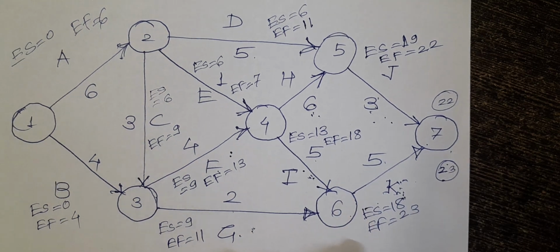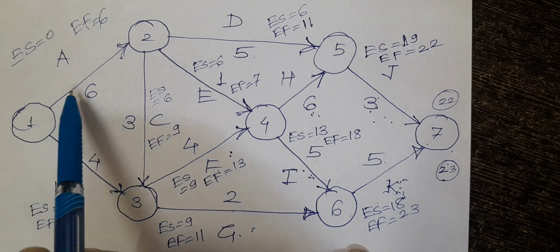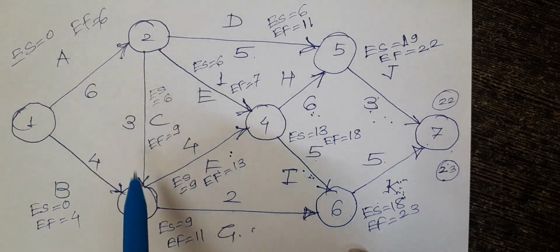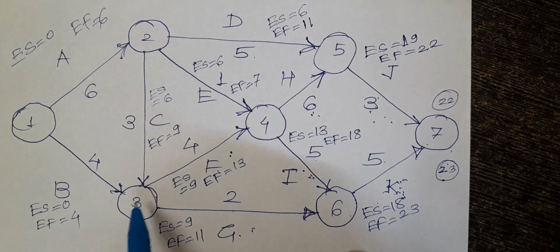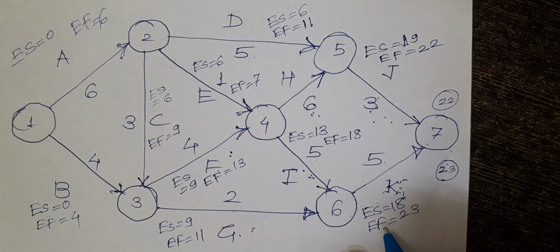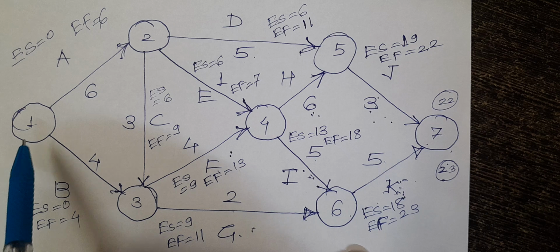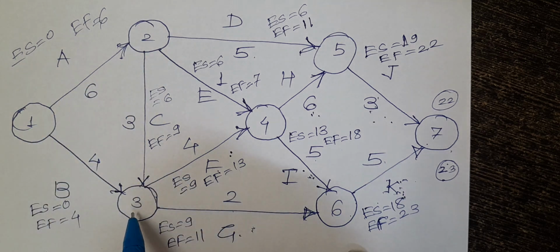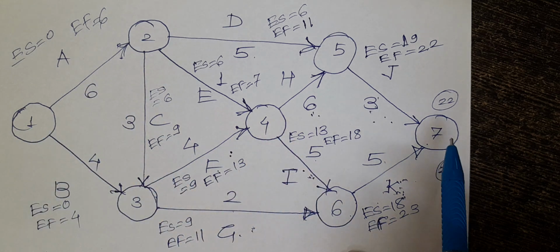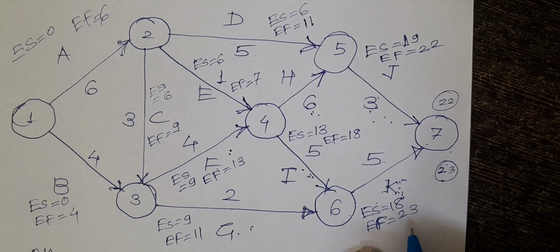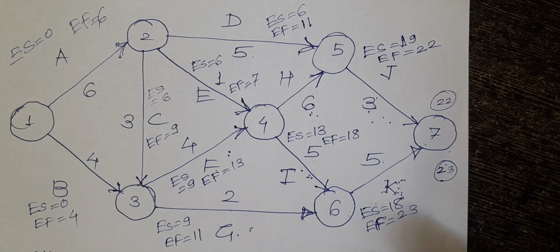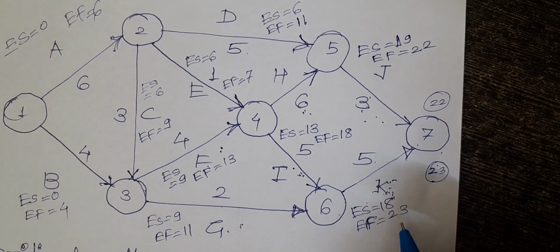So we can say it is the critical path: 1 to 2 to 3 to 4 to 6 and 7. This is the critical path because it has the maximum time required on this path. So this is the critical path: 1 to 2, 2 to 3, 3 to 4, 4 to 6, 6 to 7. So total time required is 23 days duration.